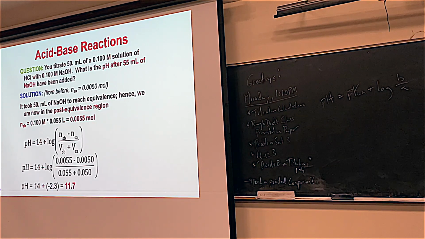And if all is said and done, now the numerator will not be 0, and it won't give you a negative number, which is what we have right here. Still dividing by total volume. It's 14 plus log now instead of minus log. And again, because the strong base dominates, your pH should be basic. 11.7 is basic.